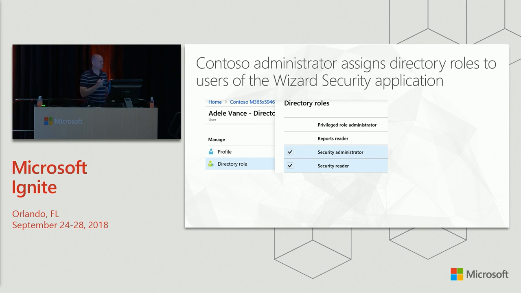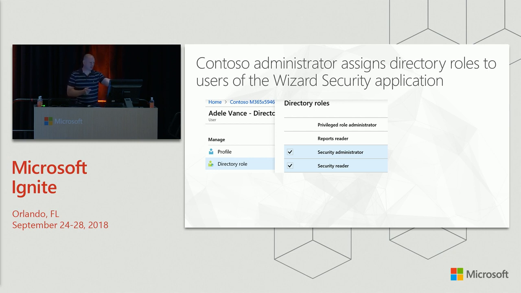Like I said, in our case, we're running in delegated mode for this example. So the Contoso administrator is going to assign anybody that he wants to use this application with a certain role. You would never assign both of these roles to a person, but I just highlighted them so you could see them. Again, it's security administrator for folks that need to actually make updates through the API, or security reader if you're just going to be reading information through the API.